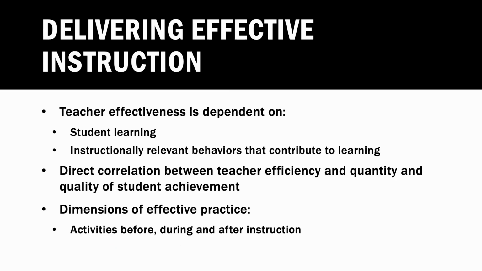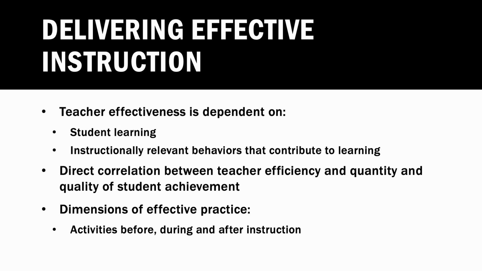So we'll start off by talking about overall delivering effective instruction. So for the model for delivering effective instruction, teacher effectiveness is truly a function of two dimensions: learning that the student achieves, and then instructionally relevant behaviors that contribute to their learning. There is a direct correlation between the teacher efficiency and the student achievement. So the quantity and the quality of how that student is achieving based on the teacher and how efficient and effective their instruction is. And then there's also 3 dimensions of effective practice.